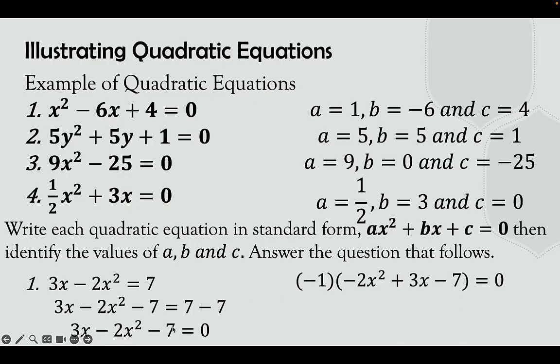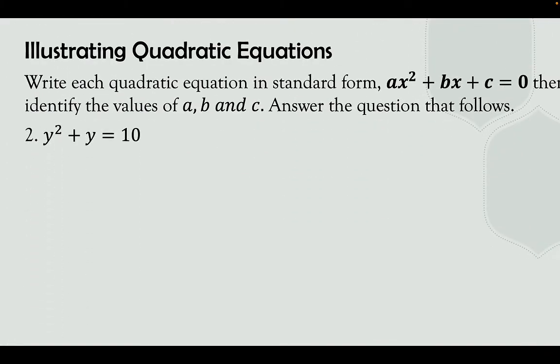Since our a there is a negative real number, and we remember from the previous slide that a must be a positive real number, we multiply both sides of the equation by negative 1. Negative 1 times negative 2x squared gives positive 2x squared. Negative 1 times 3x gives negative 3x. Negative 1 times negative 7 gives positive 7, equals 0. So now our a is 2, b is negative 3, and c is positive 7.